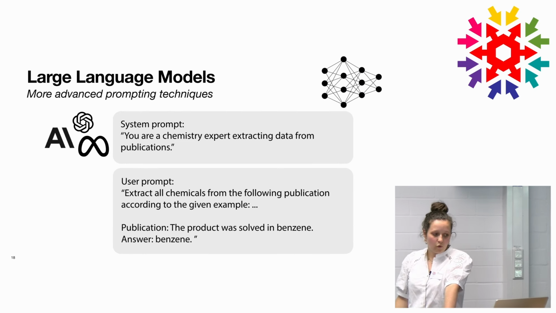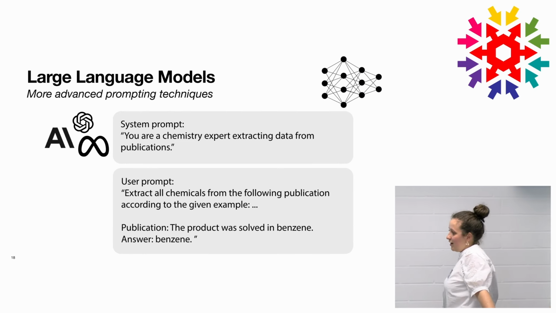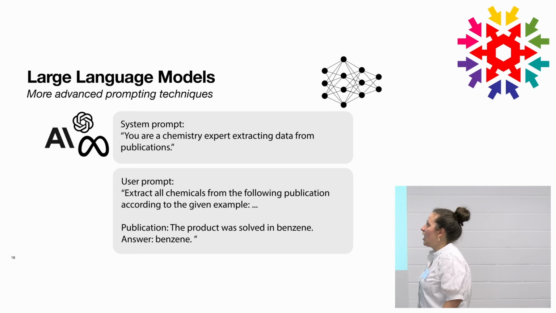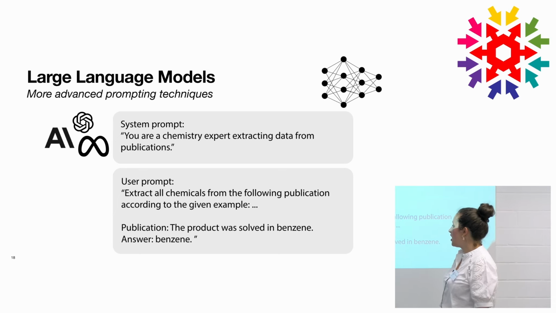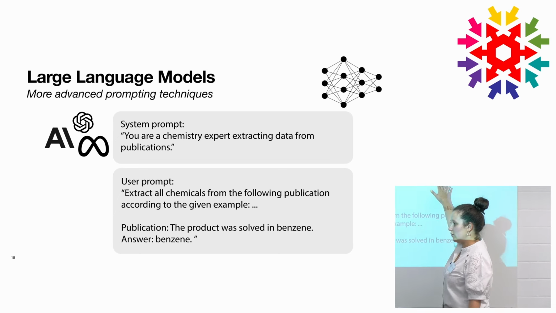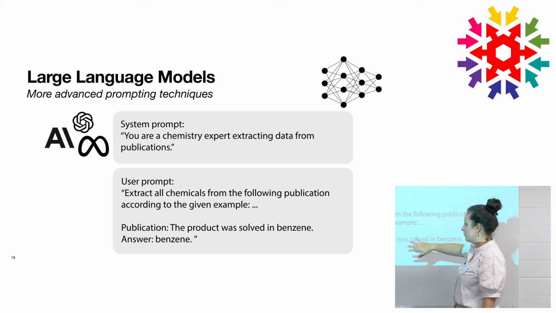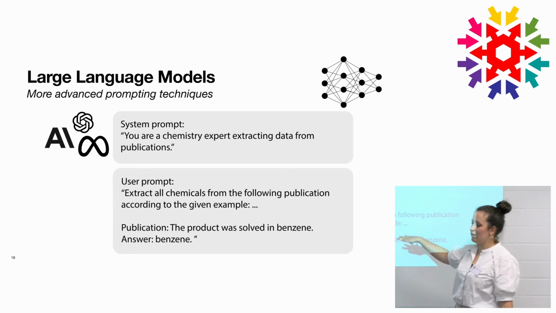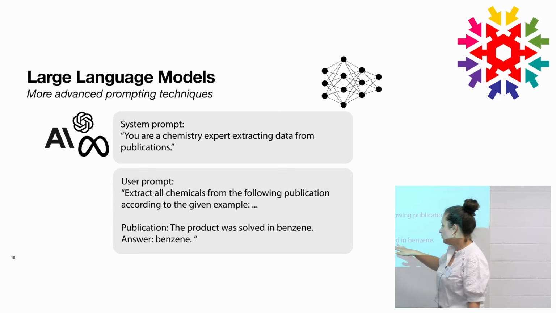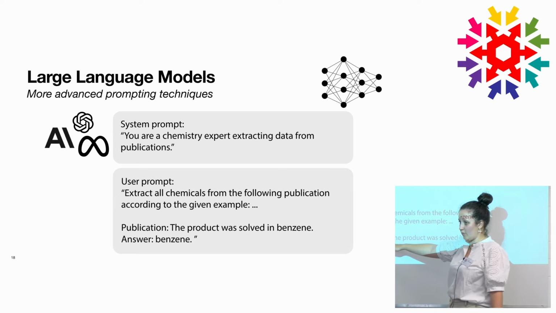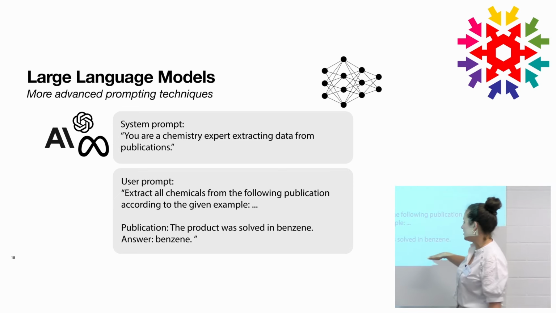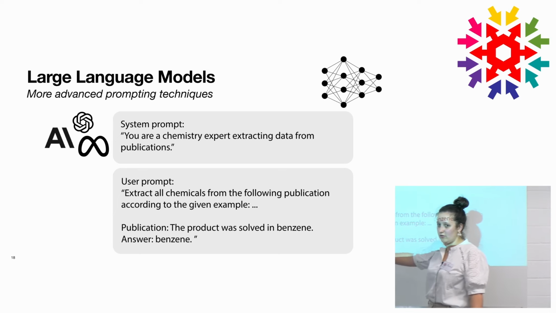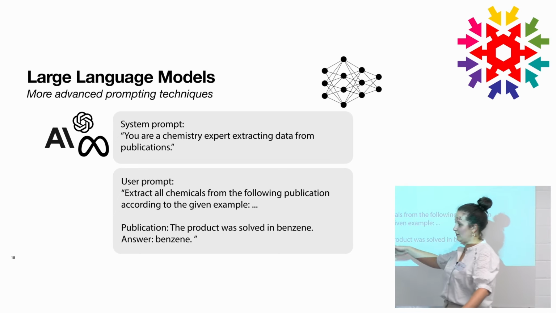Then there are some more advanced prompting techniques that I just want to cover super quick. So something you can do is called one-shot or few-shot prompting. What you do here, system prompt stays the same. The user prompt is a little different. So what you put here is an example. You would basically provide an example publication. I kept it super short here. So the product was solved in benzene. And then you would put the answer you actually want to have in the end, so benzene.